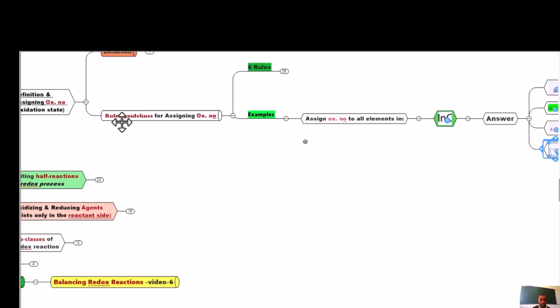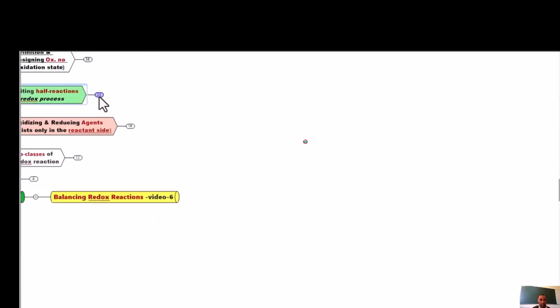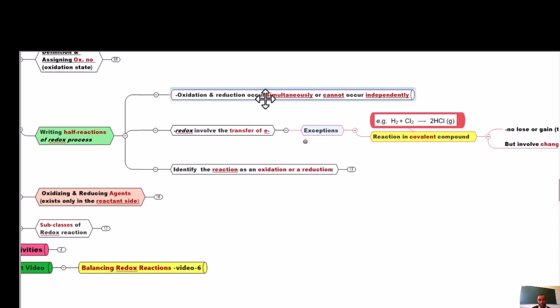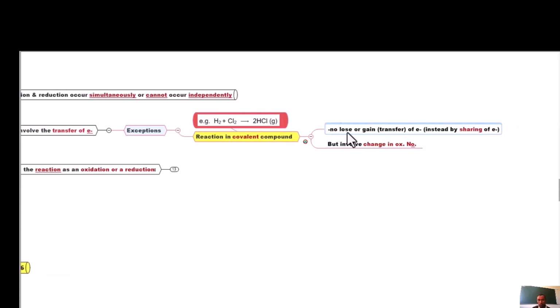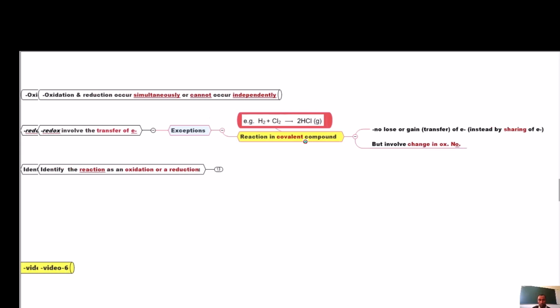Another thing is writing half reaction for redox reaction. Oxidation and reduction reactions occur simultaneously, they cannot occur independently, and redox reaction involves the transfer of electrons, except in reaction in the covalent compound. For example, if you see this chemical reaction of covalent compound, there is no loss or gain or transfer of electron. Instead, the bonding, or the reaction, is formed by sharing of electron. But even though there is no transfer of electron, there is change in oxidation number. So this is one exception.